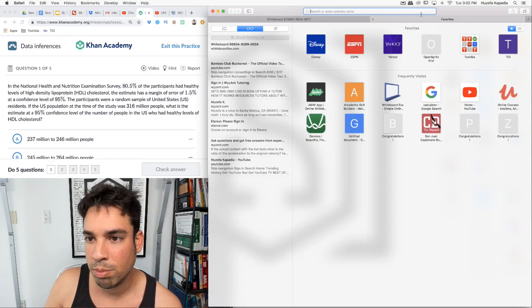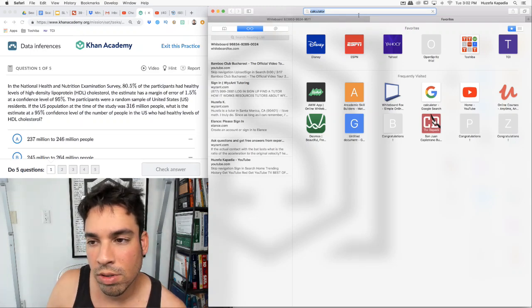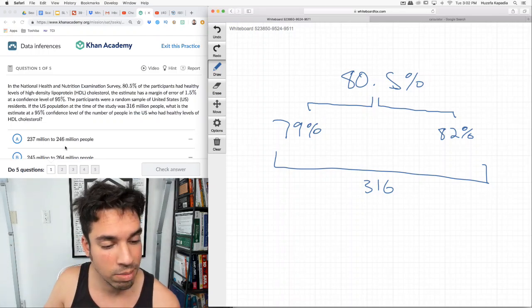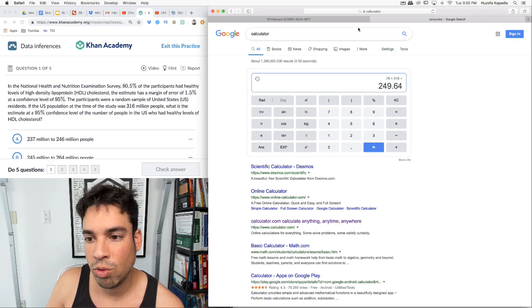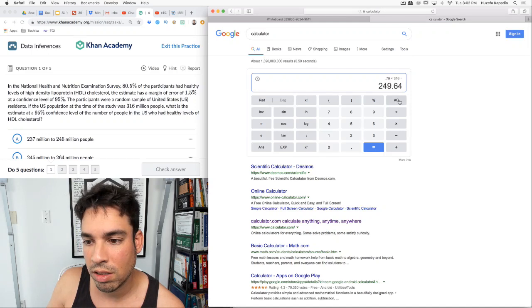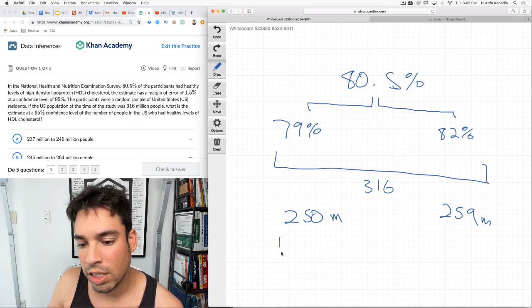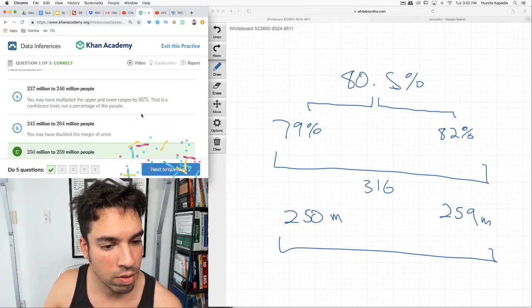This is a calculator problem, so let's go ahead and pull up the calculator. How do we calculate 79% of 316? Remember, we don't need to enter millions because the answer, if you take a quick glance, is in the millions. So how do we do that? We turn it into a decimal and make it 0.79 times 316, which is 249.64. I will round up to 250 because it looks like there's no decimals. So we got 250 million at the bottom, and then 82% of 316. 0.82 times 316 is 259.12, or 259. So there's my range. It's between 250 and 259, and there we go. Should be C. All right, excellent.